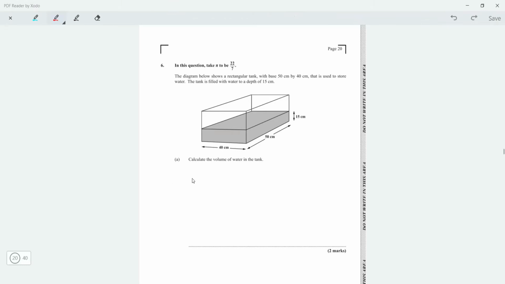So know that volume is equal to length times width times height. That's what you'd have learned, length times width times height or depth. So in this case, the volume is just going to be 40 times 50 times 15.